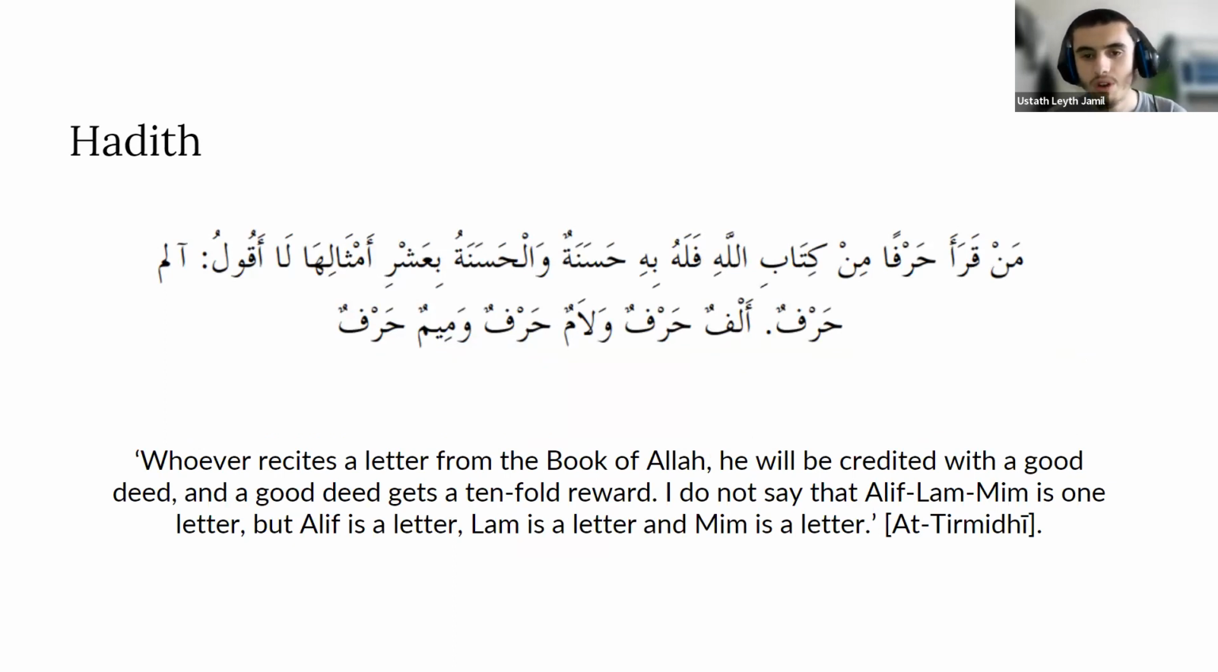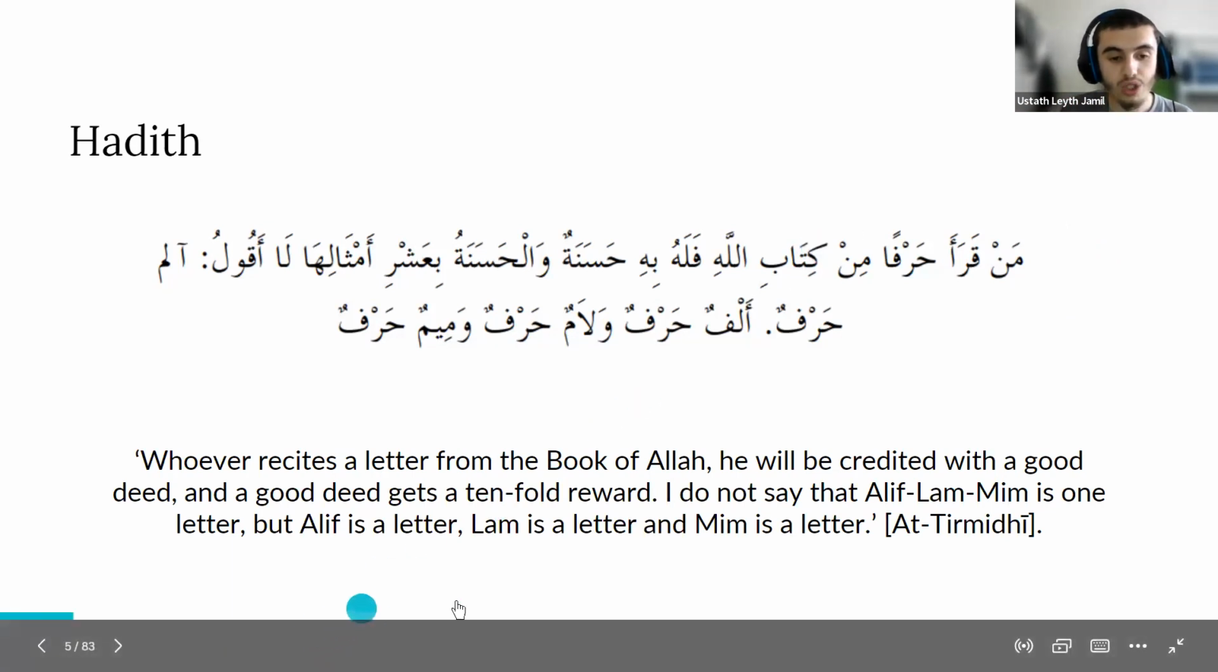So like I said before, every letter that we recite from the Quran will count as 10 rewards basically. So saying Alif Lam Mim, Alif is a letter, Lam is a letter, Mim is a letter. So in total I'm getting three hasanat. So alhamdulillah, like I said, it's much easier to gain rewards than actually making sins. So this is one of the mercies of Allah subhanahu wa ta'ala.